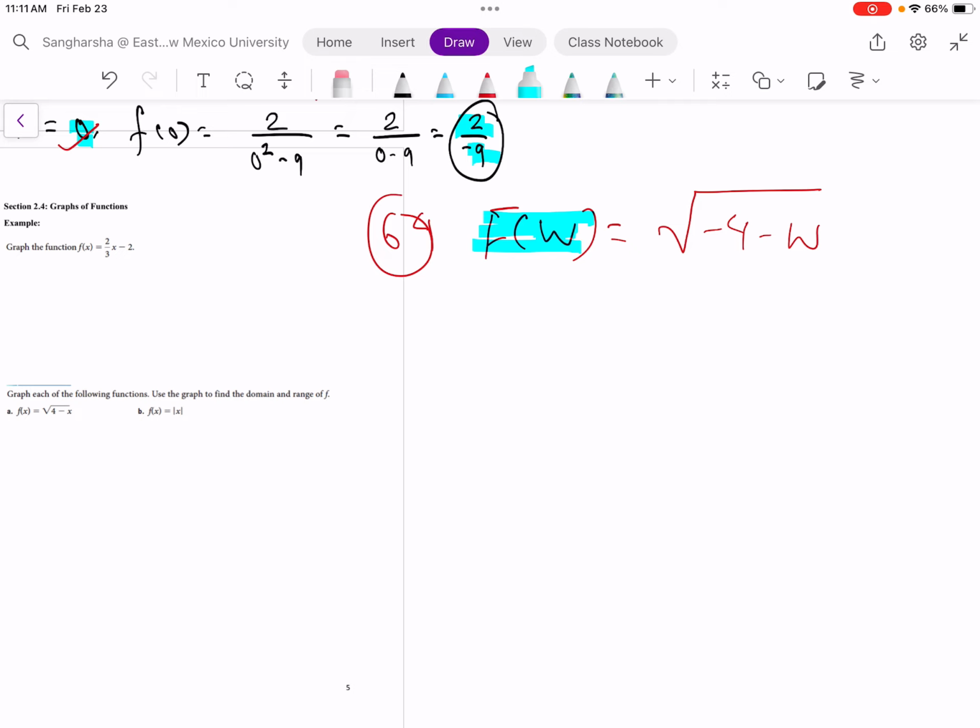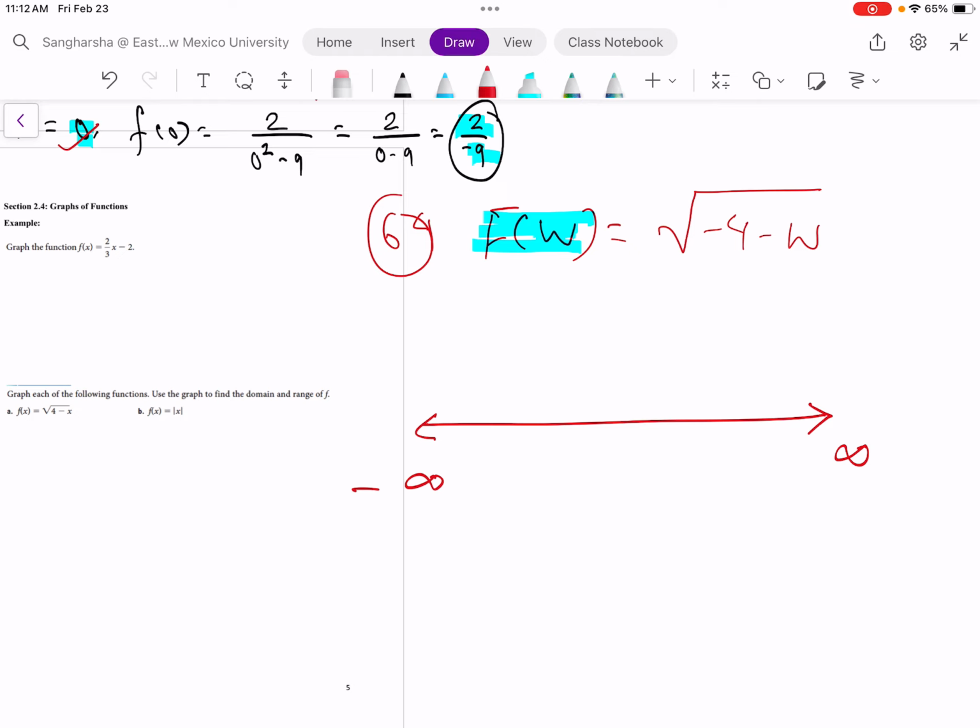We are looking for the domain, so it's the same thing. We are looking for numbers that give us a real output. We can choose any number from negative infinity to positive infinity. We make a list of every number that gives us a real output. Since this is a square root function, what kind of number do we need to have under a square root to get a real number?